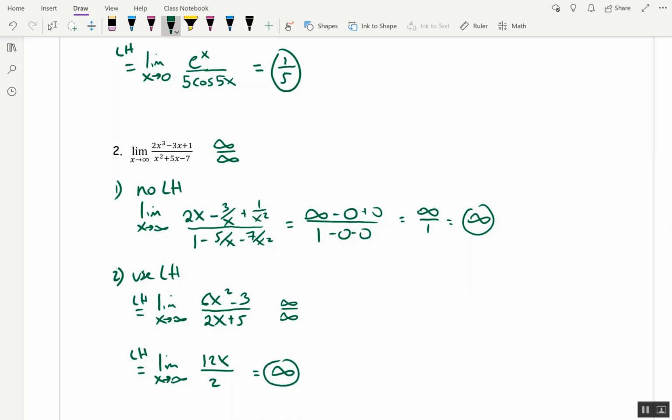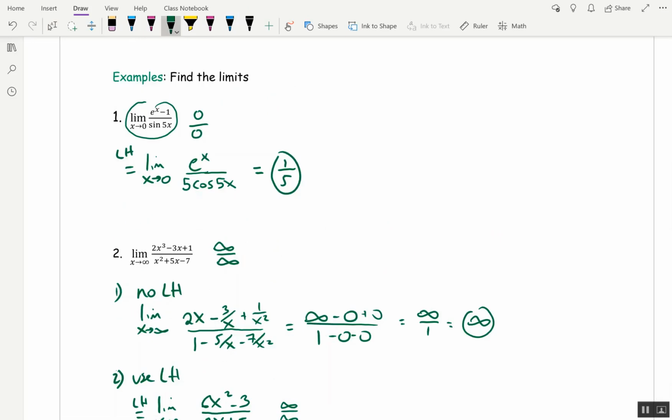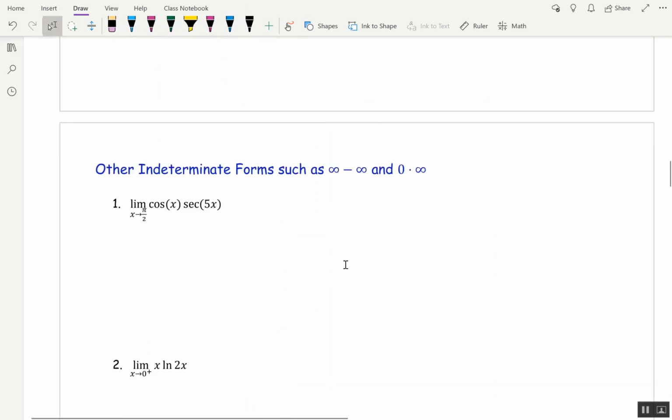So there are two different ways to do the same problem. One uses L'Hopital's rule, the other does not. Now, it's nice to know L'Hopital's rule because dividing top and bottom by the highest power in the denominator will not always work. So we need other methods like L'Hopital's rule. Okay, what if you don't have 0 over 0 or infinity over infinity? For problems that look like this, you can rewrite them as 0 over 0 or infinity over infinity.